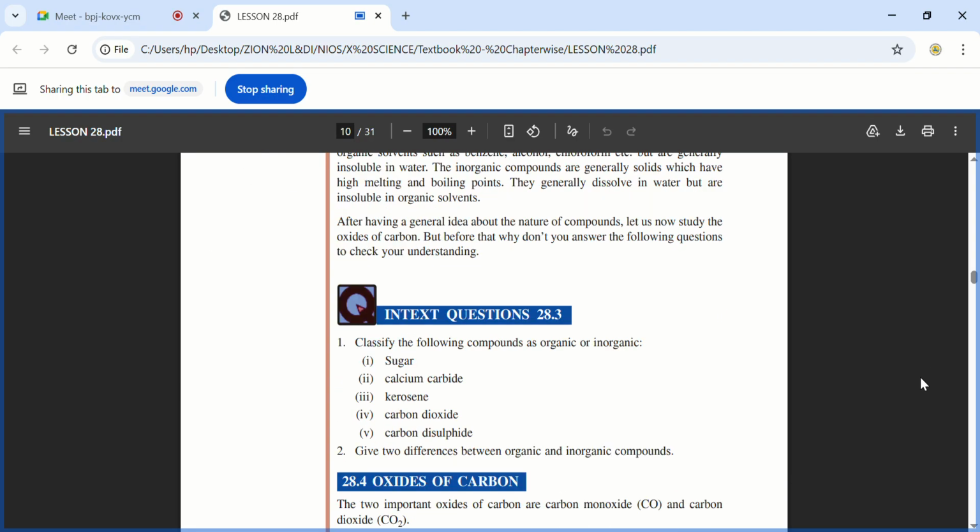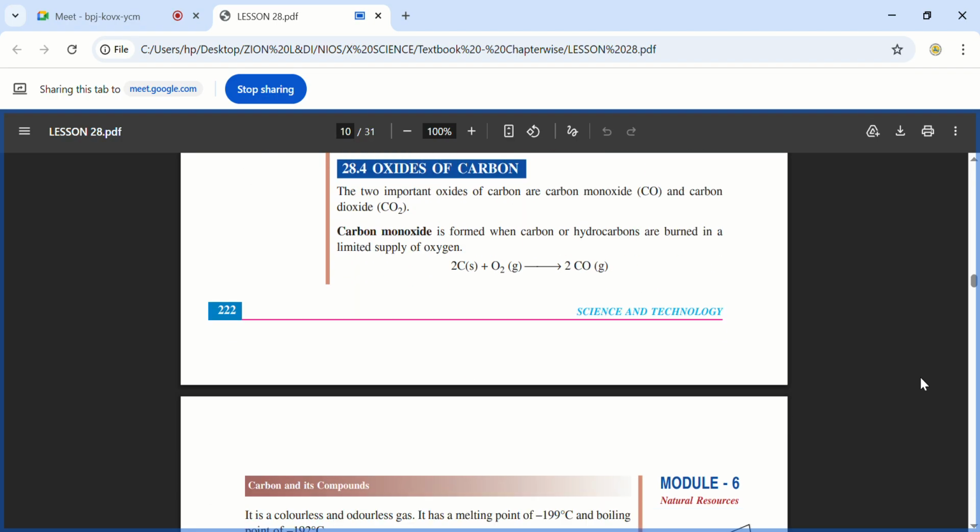Okay, now go to the next one, oxides of carbon. 8.4 Oxides of carbon. The two important oxides of carbon are carbon monoxide and carbon dioxide. Okay, underline the words carbon monoxide and carbon dioxide. So coming to the 10th standard, 15 and 14 years old should know the formula for carbon dioxide.